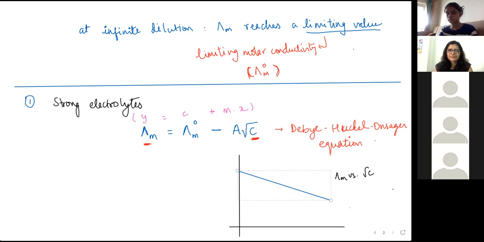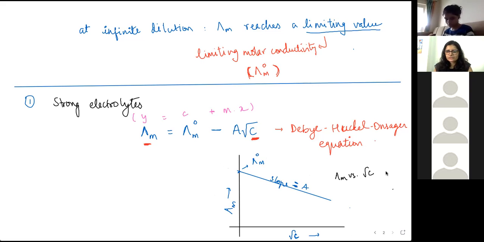Yeah, absolutely. So this is what the graph is going to look like, taking root of concentration on the x-axis and lambda m on the y-axis. This maximum point represents lambda m naught, the limiting molar conductivity, and the slope of this line is going to be equal to minus a, where a is the area of cross section. So this is specifically for strong electrolytes.